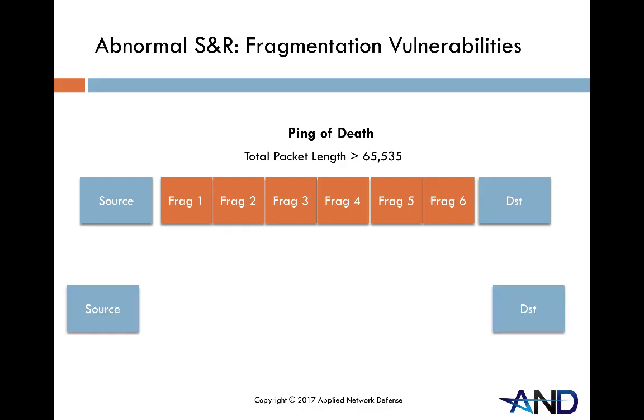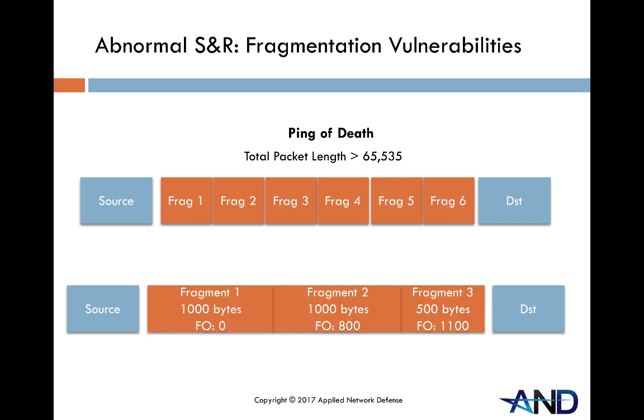The second attack I want to talk about, in this one we have a source and destination, and we're going to send fragments to it. Now in this case, I want you to notice something different. In fragment 1, we send 1,000 bytes. In fragment 2, we have a fragment offset of 800. Well, wait a minute, isn't the fragment offset supposed to be equal to the value of the bytes that have been sent to that point? And you're right, it is.